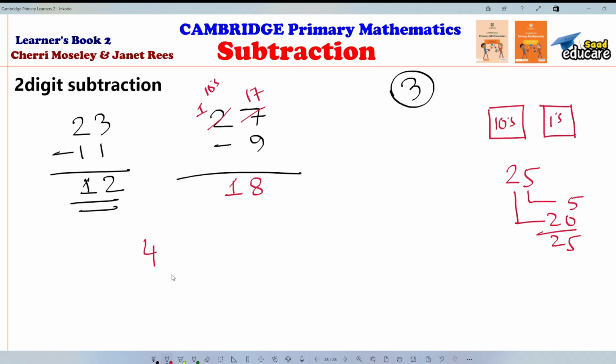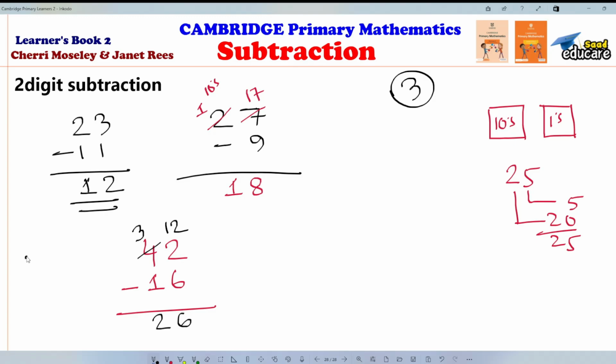Suppose 42 minus 16. Here is also similar thing. We cannot subtract the 6 from 2. So we take something from 4. So this 4 become 3 and 1 become here. So it will become 12. So 12 minus 6 is a 6 and 3 minus 1 is a 2. So this is a first method.